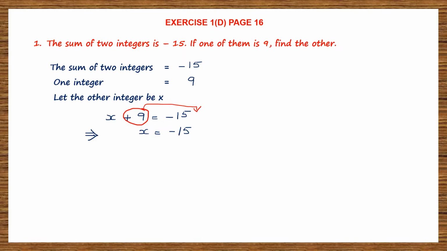That is called transposing. So when you move it to the other side, plus 9 will become minus 9. It has moved from one side to the other, isn't it? So it will change. Plus will now become minus. So what does this imply? It implies that x is equal to, now we have to simplify minus 15 minus 9. Signs are the same. So we put the same sign and we add 15 plus 9 is 24. So we have found the value of x. x is equal to minus 24. That means the other integer, we've been asked to find the other integer, that is minus 24.